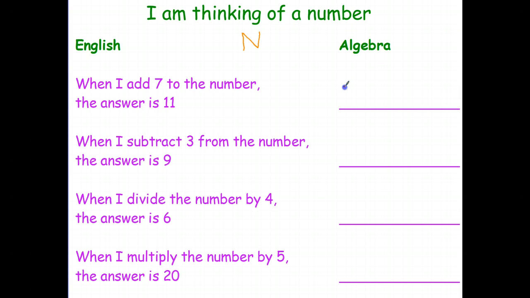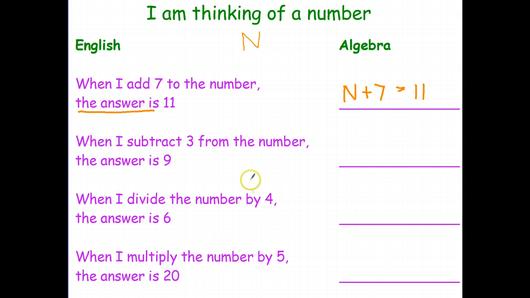So I've got this unknown number. If I add 7 to it, the answer is just another way of saying equals, and the equation is n plus 7 equals 11. And we're not going to solve that equation yet. We're just going to try to get from the English to the algebra. Okay, why don't you stop the video and see if you can write the equations for the next 3 English sentences.